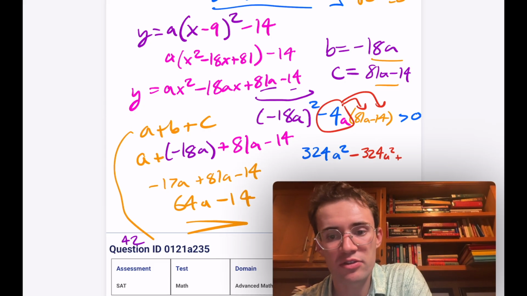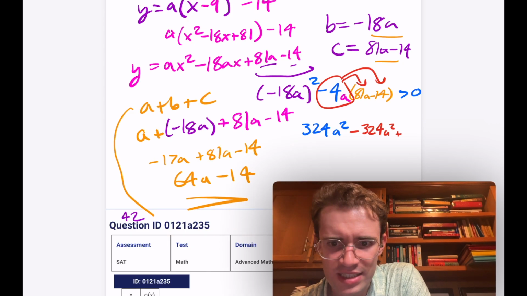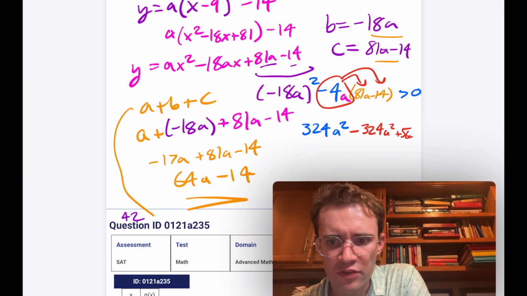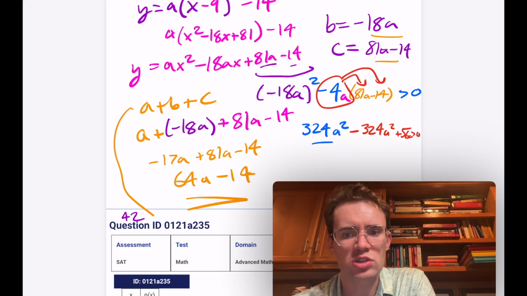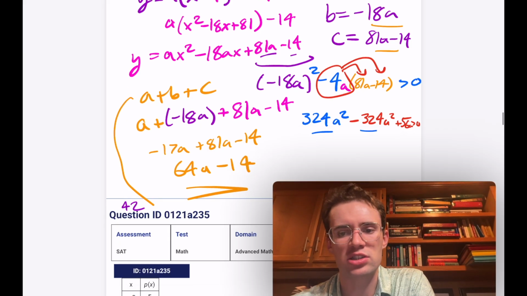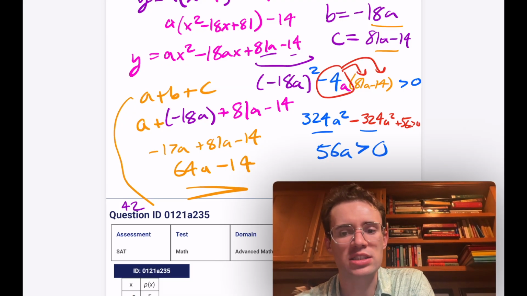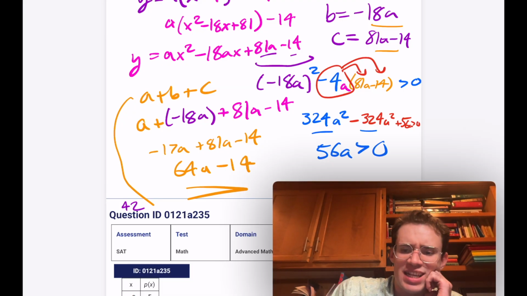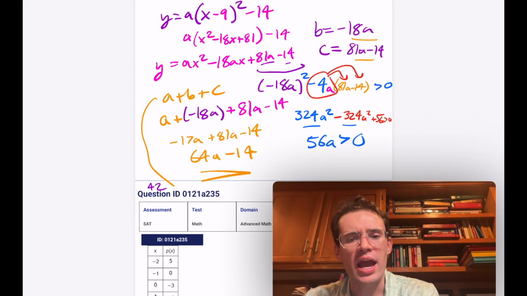Negative times the negative is positive. 4 times 14a will be 56a. So 56a, and then again, the 324a squared and the negative 324a squared cancel out when you combine them. So we just get 56a is greater than 0. So 56a is greater than 0, and then 64a minus 14.